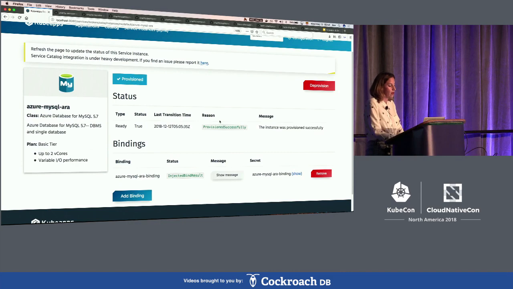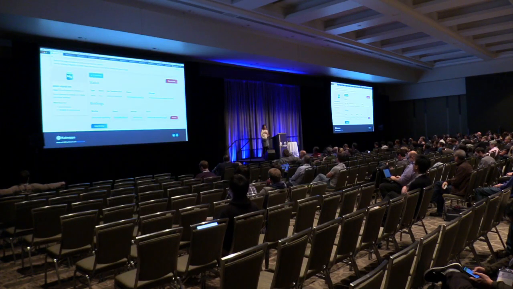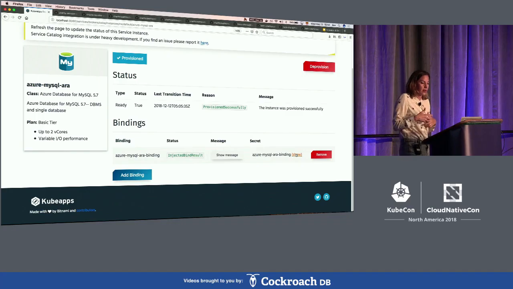So you can see here that we have an Azure MySQL that was provisioned successfully, and I have a binding as well. And the action of creating the binding has created a secret. And this is an important bit. The schema for that secret is basically dependent on the implementation of the broker. So there is no standard. It depends on the broker, it depends on the class, or in this case, the plan.